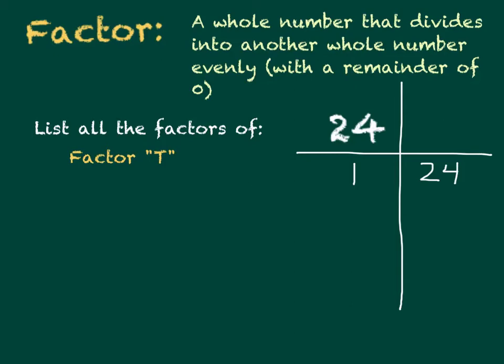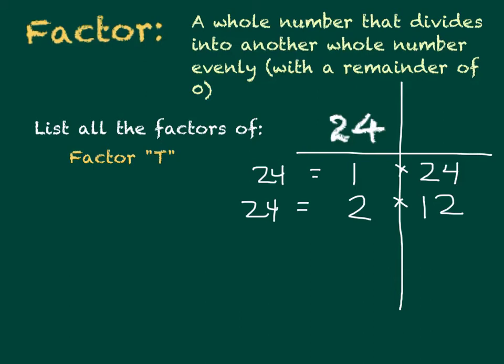Next, I move up to the number 2, the next number higher than 1. I know that 2 divides evenly into 24 because 24 ends in 4, which is an even number. So it goes in 12 times, so I'm going to put the number 12 over here. Notice each pair that I have, 1 and 24, 2 and 12, if I multiply that pair, it should give me the number 24. So I always want my pairs to equal 24.